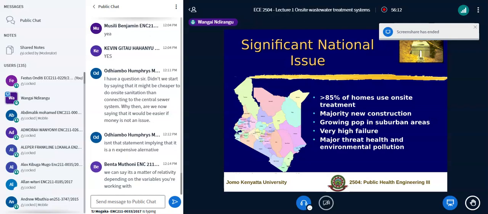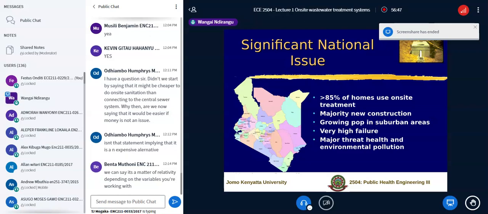Some places, even in Nairobi, like Karen and Syokimau, we are still using septic tanks. I'm sure even in Juja, outside the university, there are many people who are still using septic tanks. So a majority of the people do not have connection to centralized sewer. Secondly, we are having rapid expansion of technology, of people and development, and therefore the suburban areas are growing very fast without centralized sewer. We need to serve them.